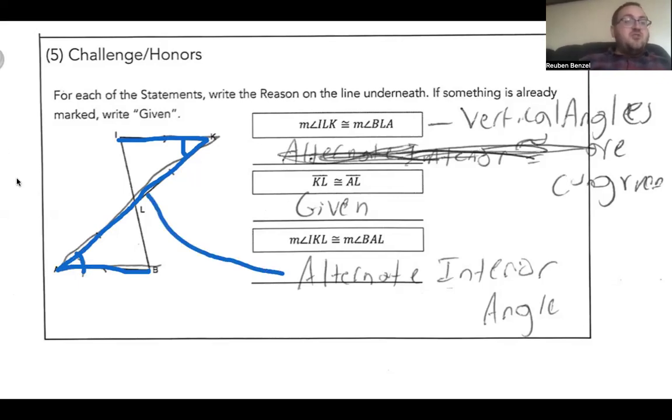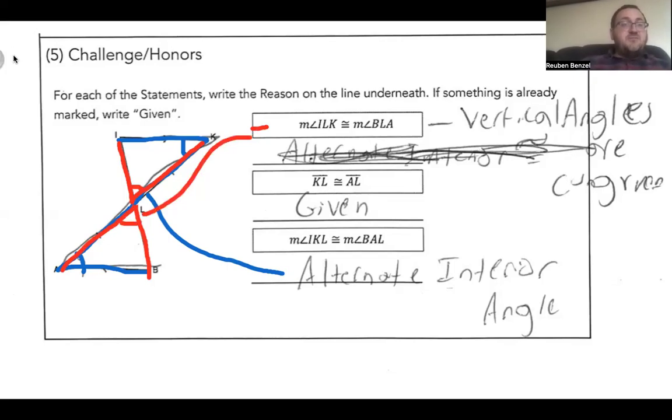Or if I'm doing the angles in the center, I'll maybe do that in a different color. So if I have ILK, in red, and I have BLA, that's going to be vertical angles. And that's where we're getting the evidence.